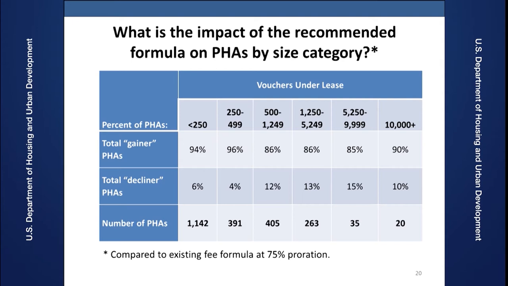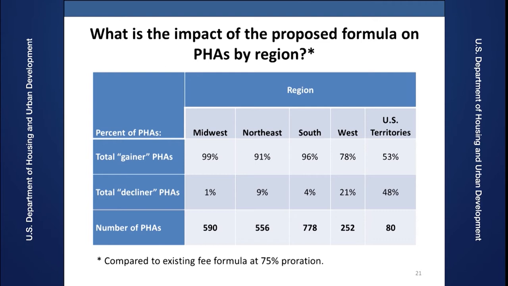So this table presents the same information by region. The Midwest, South, and parts of the Northeast all have a substantial number of PHAs that would experience an increase in fees, the gainer PHAs, under the new formula. But the West and the U.S. territories have fewer PHAs that would experience an increase and more PHAs that would experience a decrease, in the decliner column. Again, why would this be so?